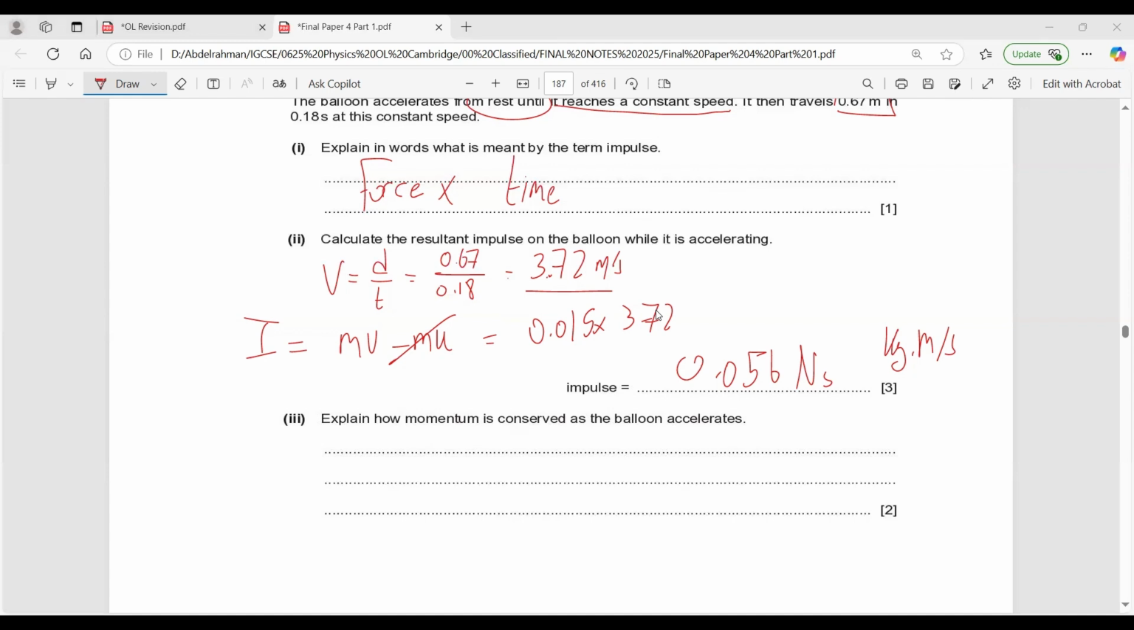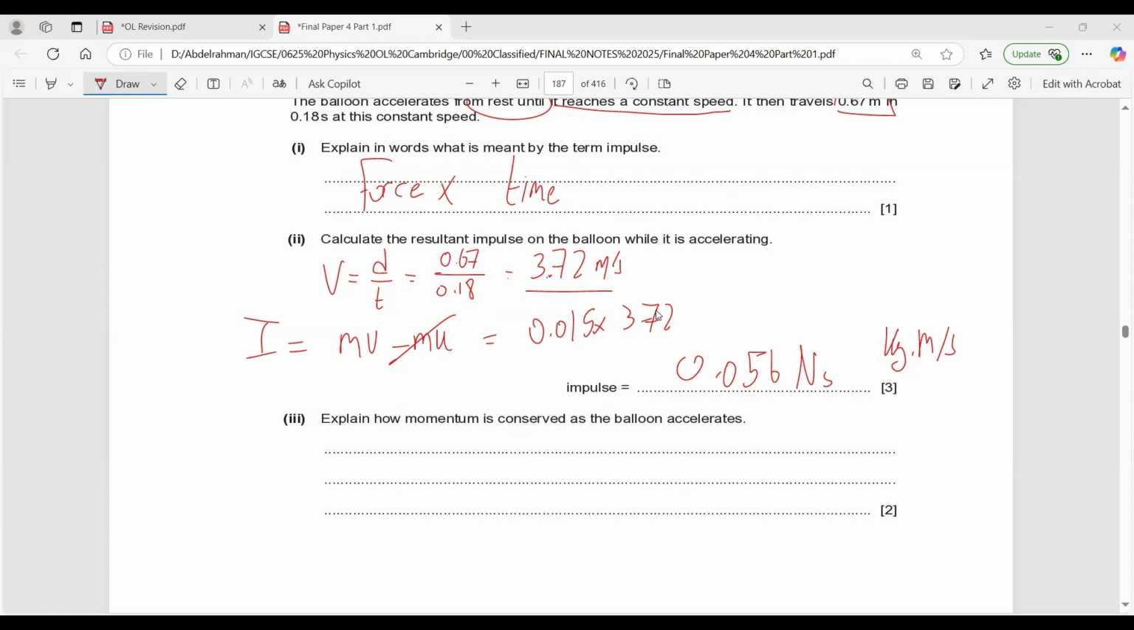How is the momentum conserved? Now the air, I told you, is moving to the left, so it has a negative momentum. And the balloon is moving to the right, so it has a positive momentum. But both of these momenta are equal.